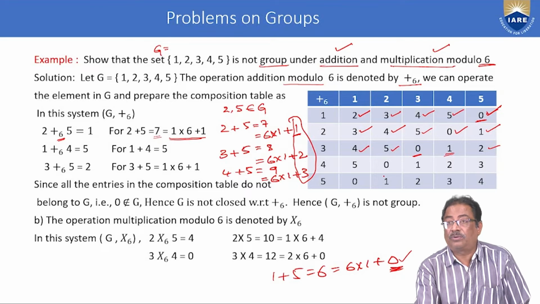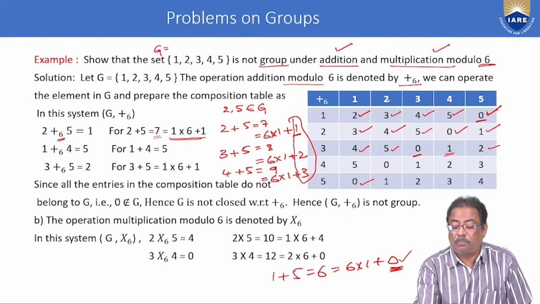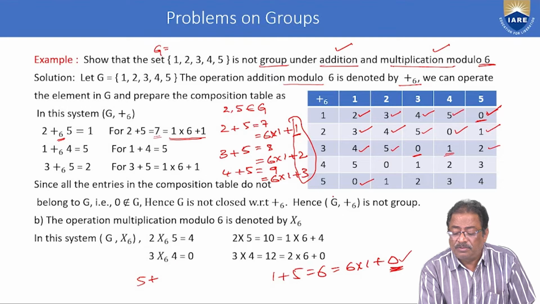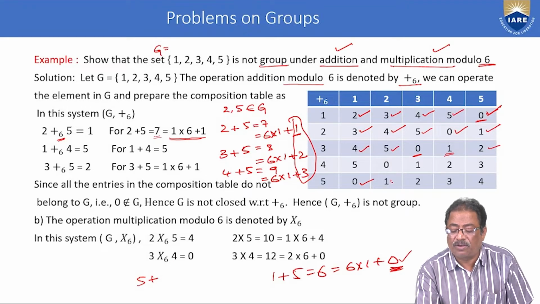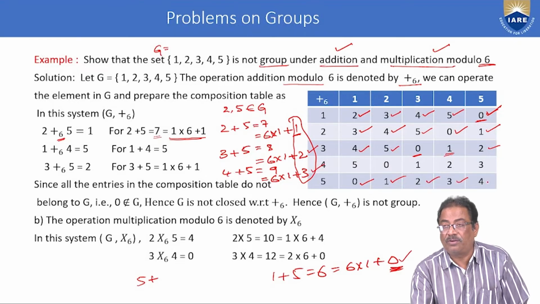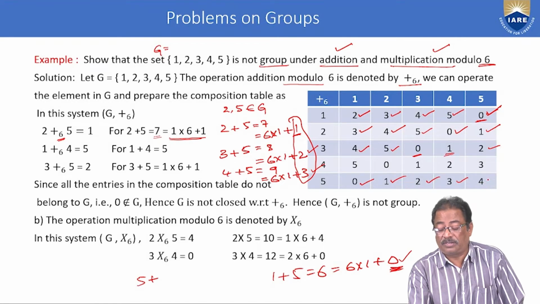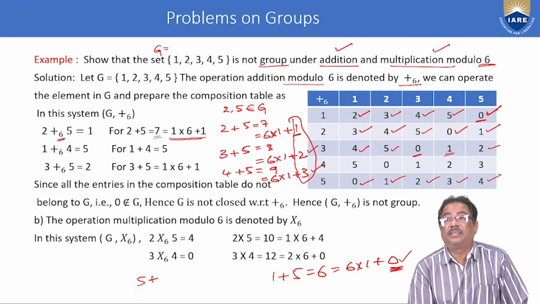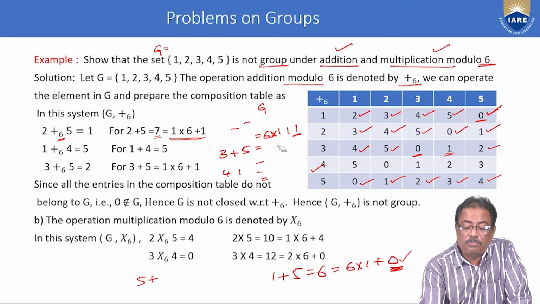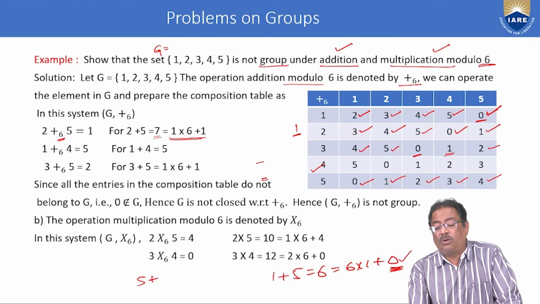And similarly we are going to follow like that. 5 plus 1 is 6, so 0. 5 plus 2 is 7, and 7 I am going to write as 1. And 5 plus 3 is 8, which I write as 2. And 5 plus 4 is 9, which is 3. 5 plus 5 is 10, so 10 minus 6 is 4. Now like this I am going to fill the table by using these operations.